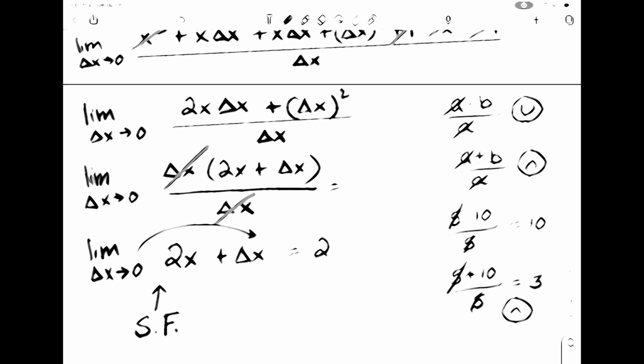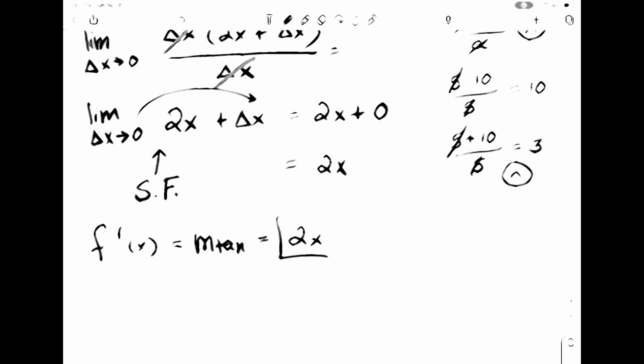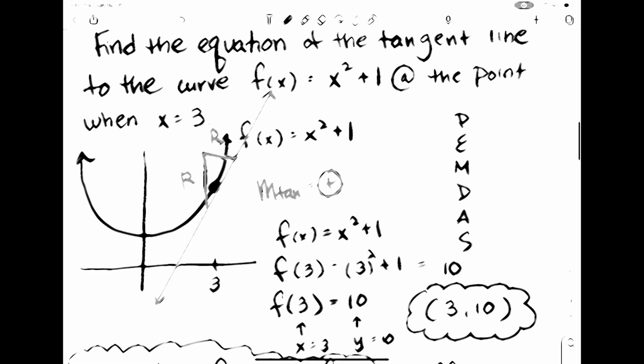So when you do direct substitution, you're going to get this, which is equal to this. So we can say f prime of x, which we know to be m tangent, is equal to 2x. This gives us the slope of the tangent anywhere. We wanted, because it was stipulated in the problem, to look right here when x is equal to 3, and we're anticipating a positive slope.